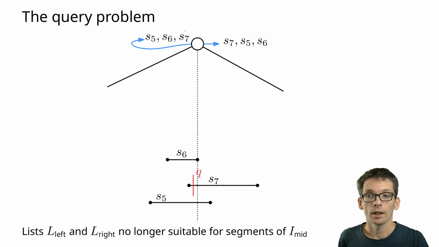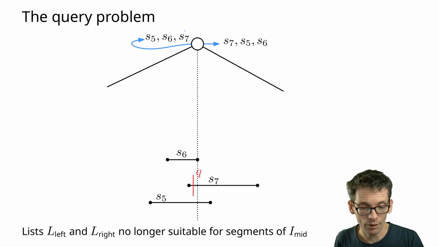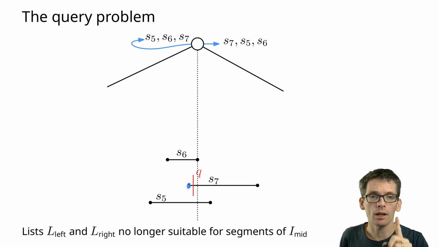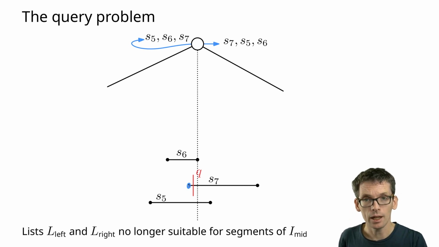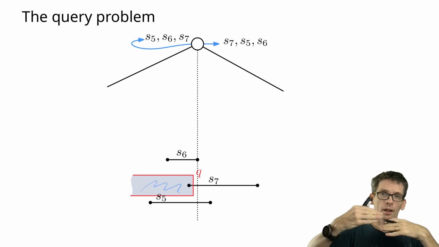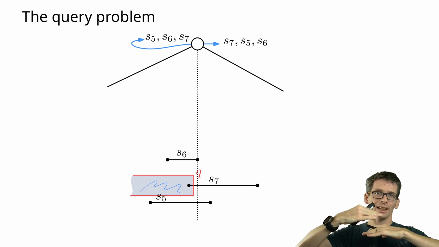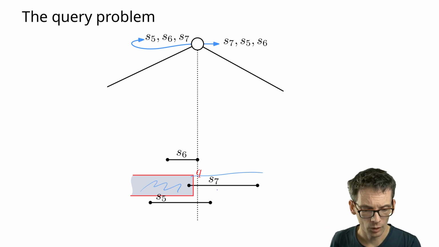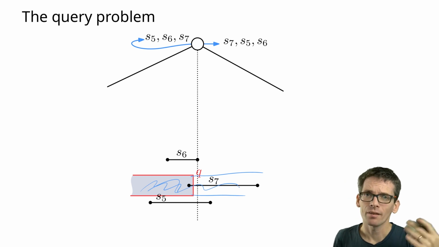So what can we do? One way to see that we want to have S7 is the following. The left endpoint of S7 is in this range here. And now you could also wonder, okay, is this just a matter of looking at the right Y range? So could I just check which of the segments are in this Y range? That is not quite the case.